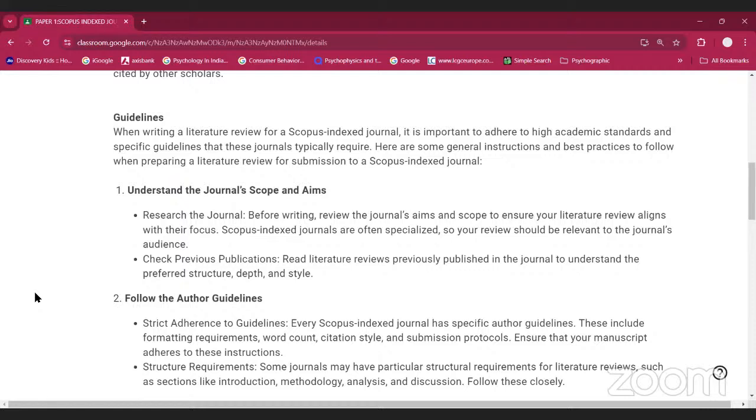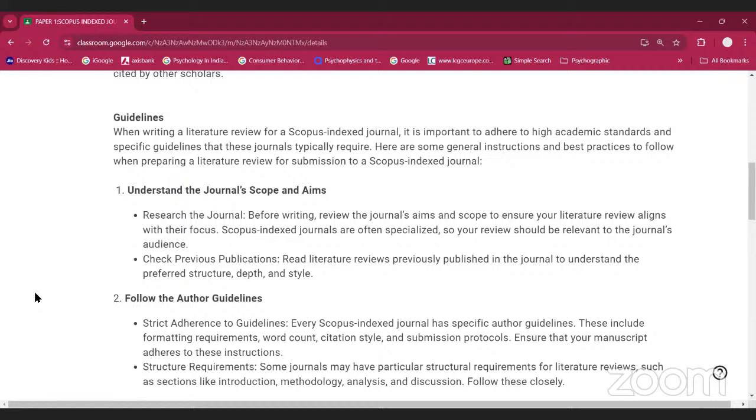Research the journals. Before writing, review the journal aim and scope to ensure your literature review aligns with their focus. Scopus Index journals are often specialized, so your review should be relevant to the journal's audience. Check previous publications. Read literature reviews previously published in the journal to understand the preferred structure, depth, and style.